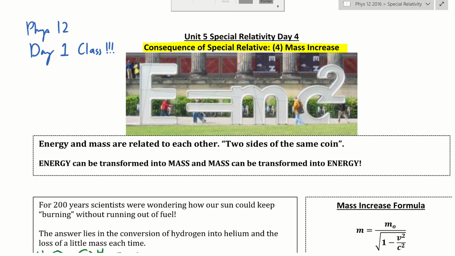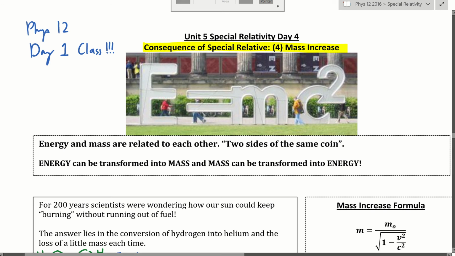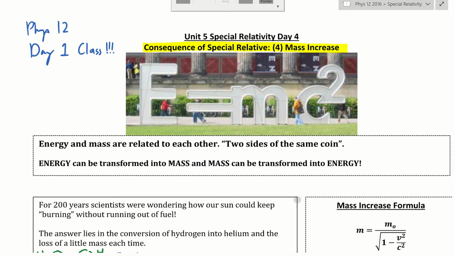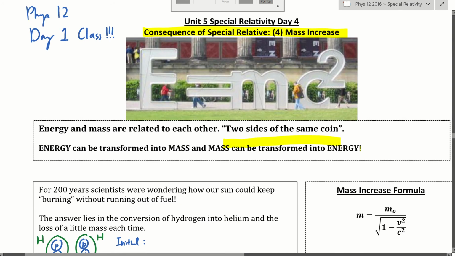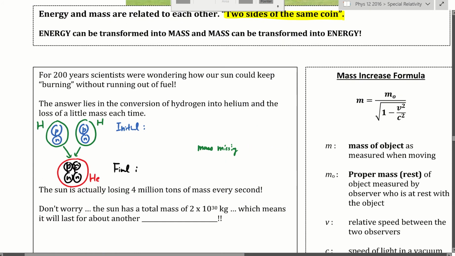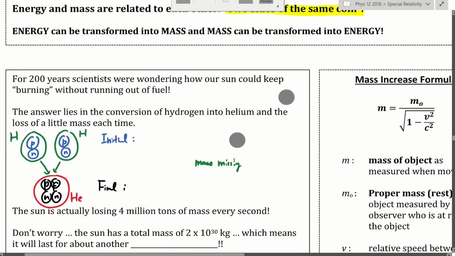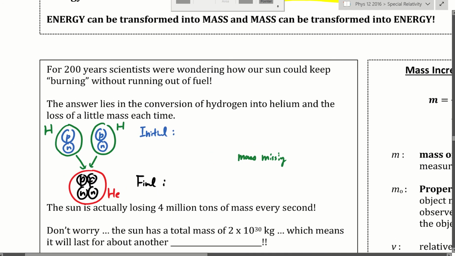Okay, so this is going to be one of those consequences of special relativity, specifically dealing with mass. What Einstein discovered is that energy and mass, even though we treat them differently in our physics class, are actually the same thing. Now, how are they the same? They are basically just two ways of looking at the same concept. For example, there are ways that you can switch mass to energy and energy into mass.